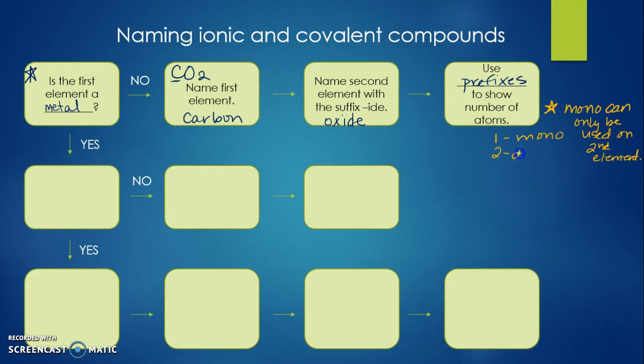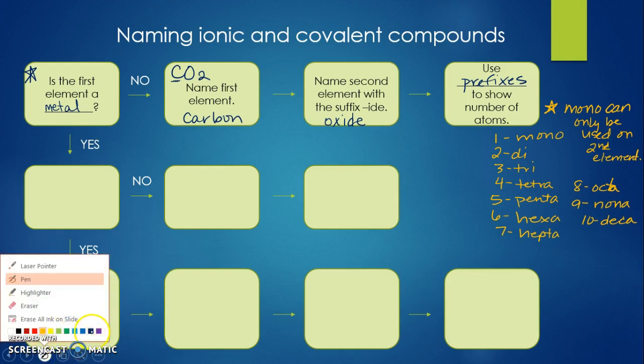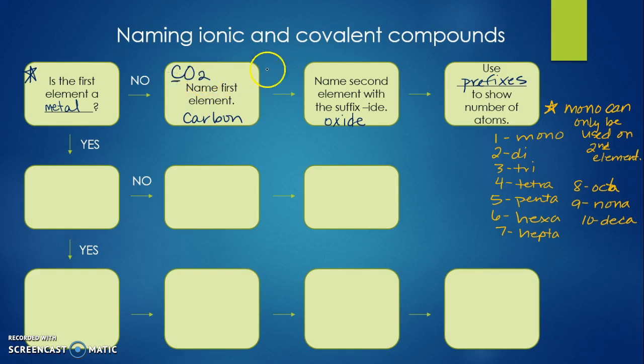Okay, so 2 is going to be di, 3 is tri, 4 is tetra, 5 is penta, 6 is hexa, 7 is hepta, 8 is octa, 9 is nona, and 10 is deca. Okay, so those are your prefixes that you'll use that'll show the number of atoms that you have. Okay, so let's go back to the example. We have 1 carbon and 2 oxygens, so we would say it's carbon dioxide.